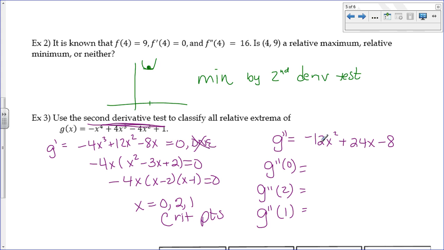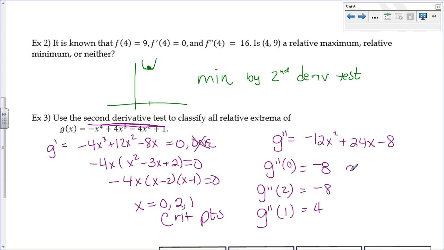All right, g double prime of 0 is 0, 0, 0 minus 8. G double prime of 0 is negative 8. G double prime of 2: negative 12 times 4, negative 48 plus 48 minus 8. So negative 8 again. G double prime of 1, negative 12 plus 24 minus 8, that's going to be a positive what? Positive 4? I think it's positive 4. Okay, so there are the values of the second derivative.